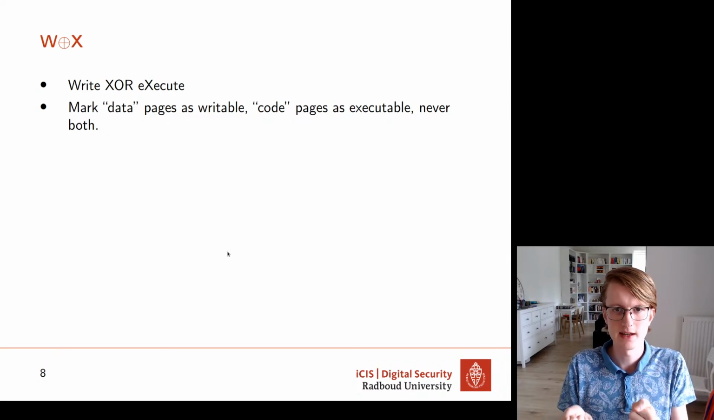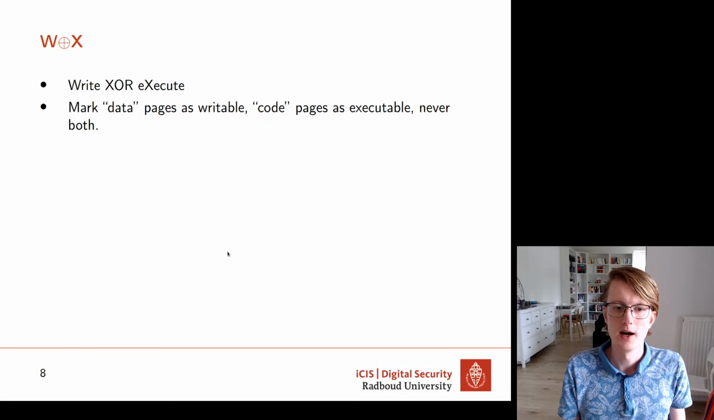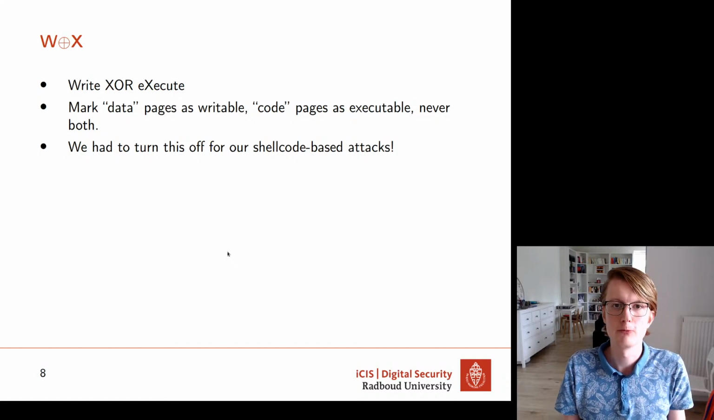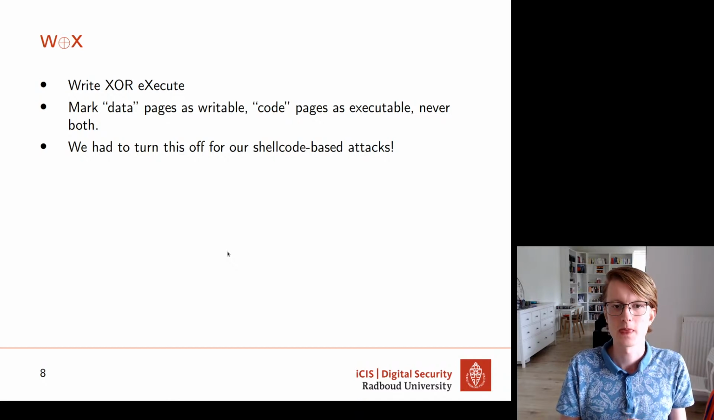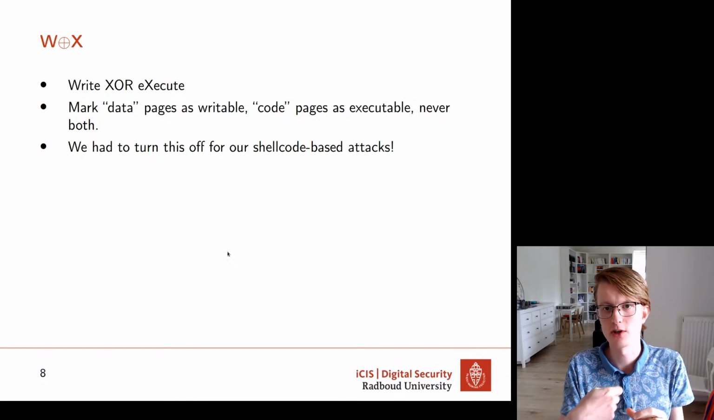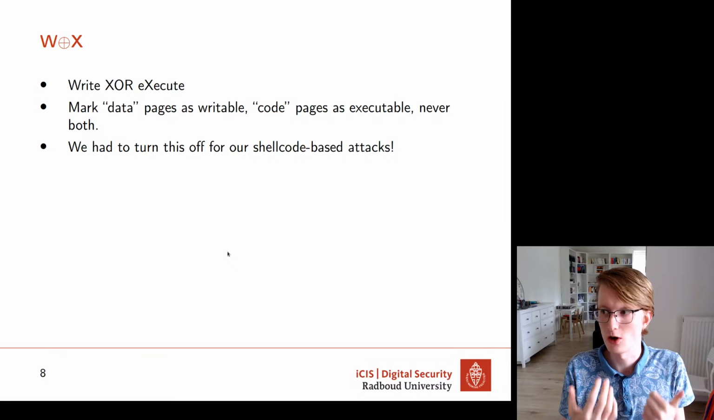Similarly, every time the CPU tries to load code from a piece of memory that's marked as writable and not as executable, it will say this is not something that I'm going to allow: segmentation fault. This was the kind of protection that we had to turn off when we were doing all of these shellcode-based attacks, because precisely that kind of attack is what W XOR X is supposed to prevent. Injecting code into the data segment and then running it was exactly what the shellcode did. So we had to turn those protections off.